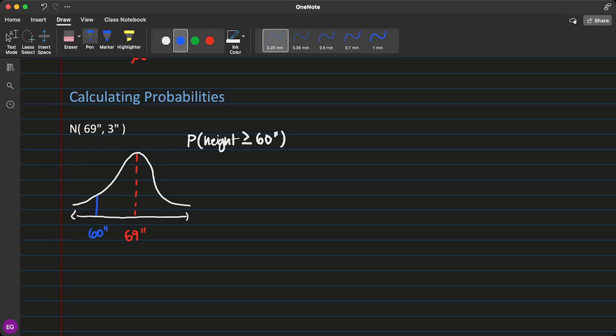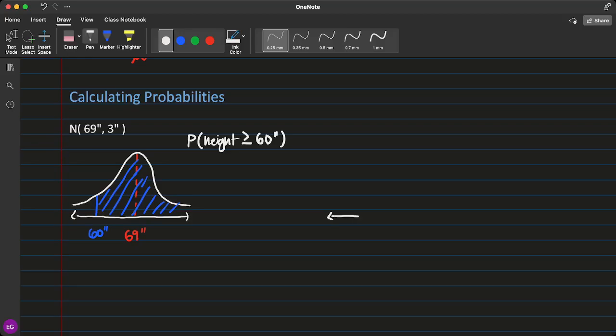So the probability that we're interested in is actually the area under this curve to the right of 60 inches, because we are interested in heights greater than or equal to, so we would shade to the right. If it was less than or equal to, we would shade to the left. Or let's draw another one.